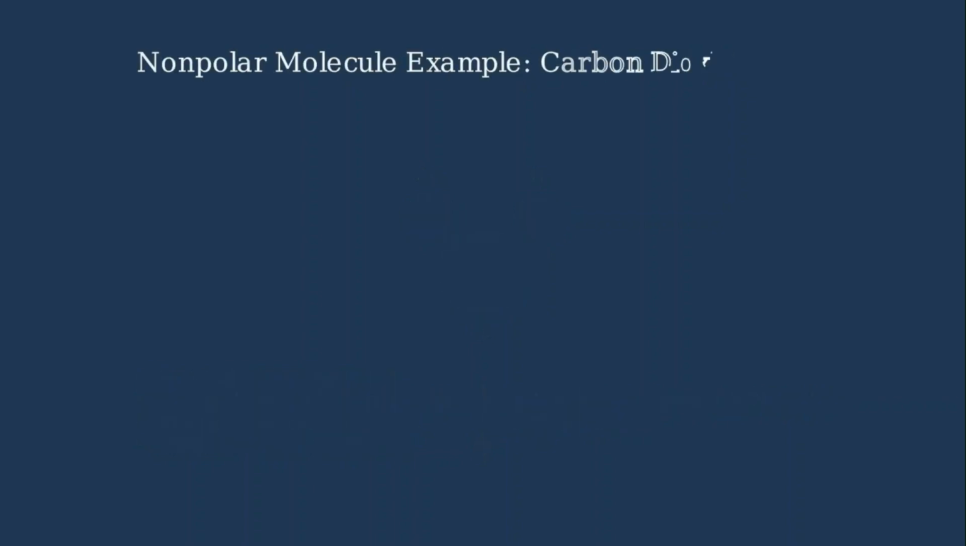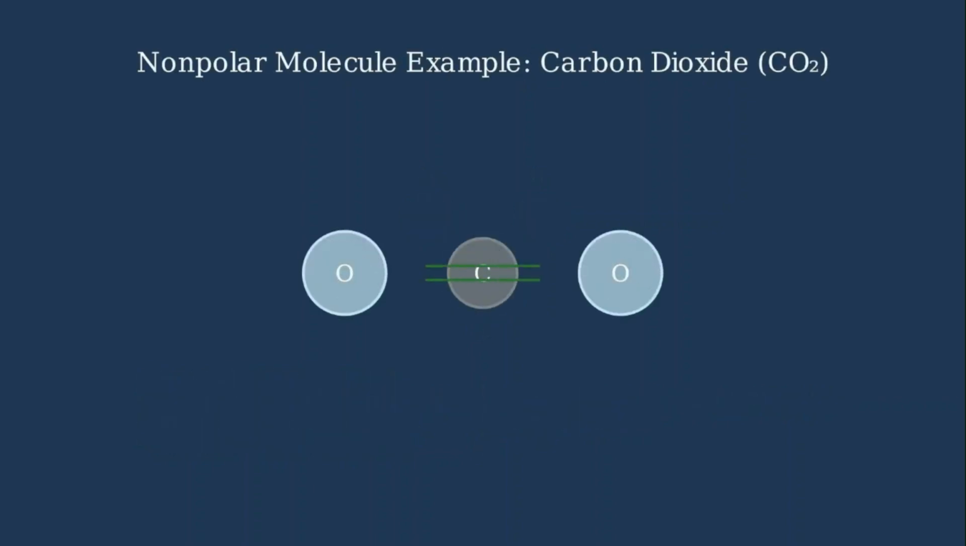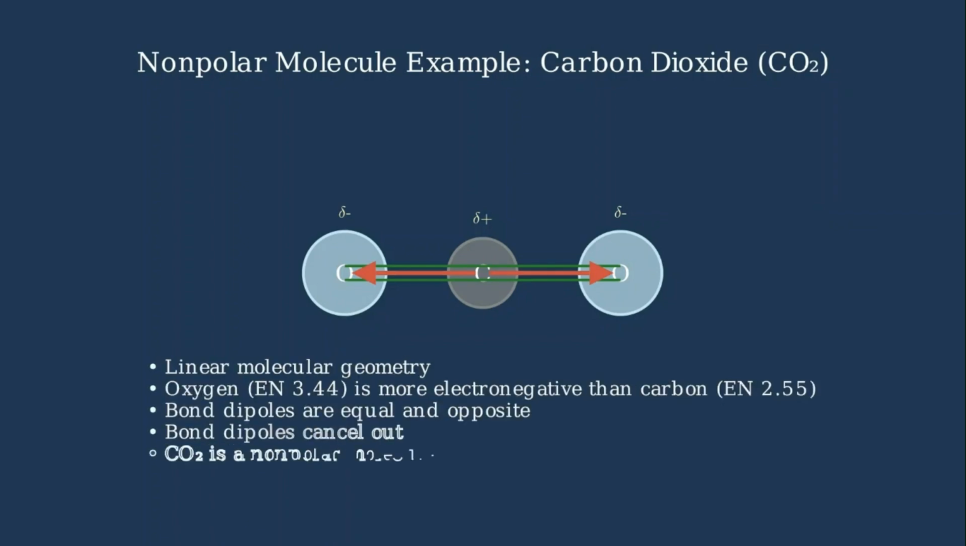Carbon dioxide, CO2, is an example of a nonpolar molecule even though it contains polar bonds. Each carbon-oxygen bond is polar, with oxygen being more electronegative than carbon. This creates partial charges and individual bond dipoles. However, due to the linear molecular geometry, the bond dipoles are equal in magnitude and opposite in direction, so they cancel each other out. As a result, carbon dioxide is a nonpolar molecule overall.